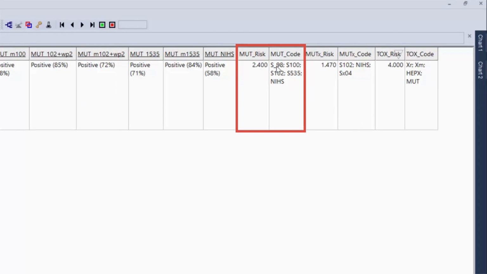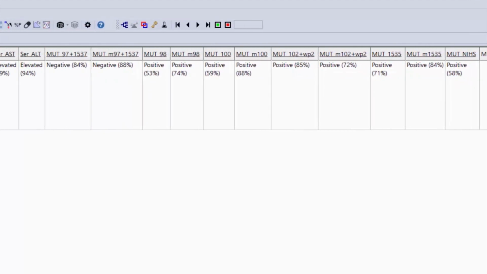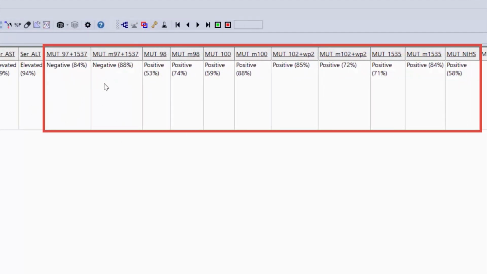And then here are the codes: 90, 98, 100, 102, 535, and NIH. If we look at these predictions for mutagenicity, this one's negative in both, so no penalty is applied there. For 98, it's positive in both the parent compound and the metabolites, so you don't double count this, and that would contribute 0.3. Similarly, the TA100 will contribute 0.3.